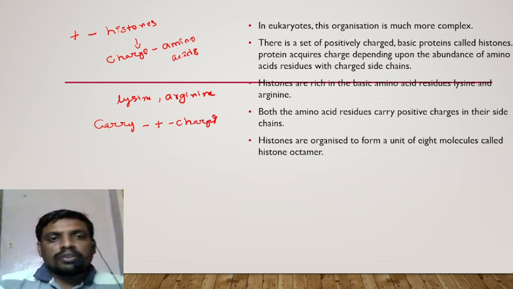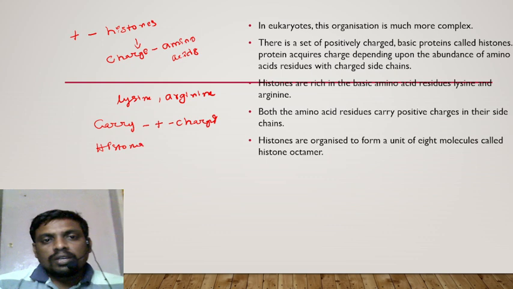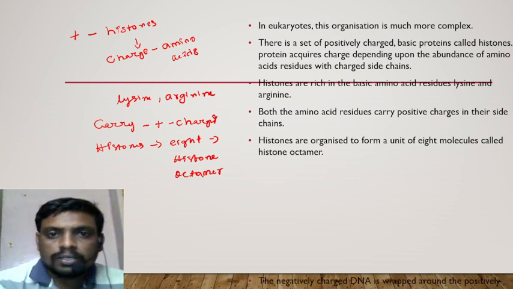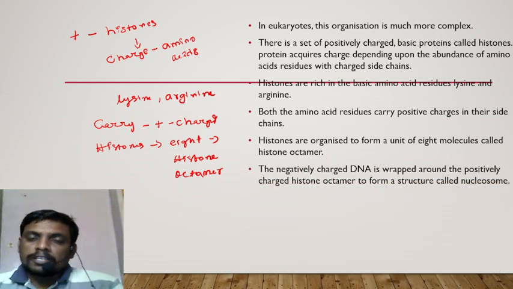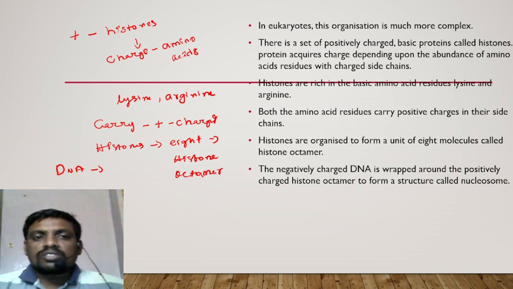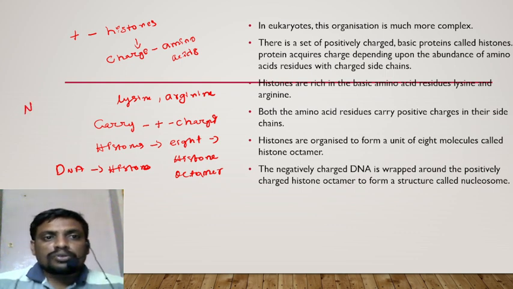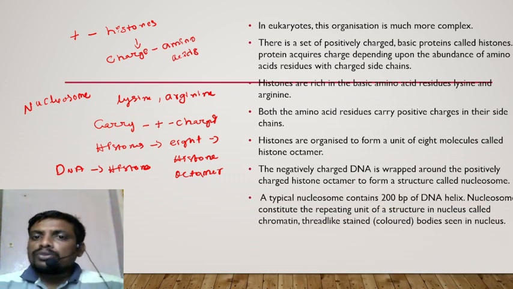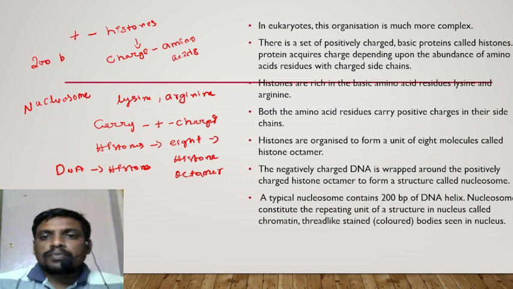Histones are organized to form a unit of 8 molecules called the histone octamer. What is that called? Histone octamer. I will explain the histone octamer later on. The negatively charged DNA is wrapped around the positively charged histone proteins to form a structure called a nucleosome. A typical nucleosome contains 200 base pairs of DNA.